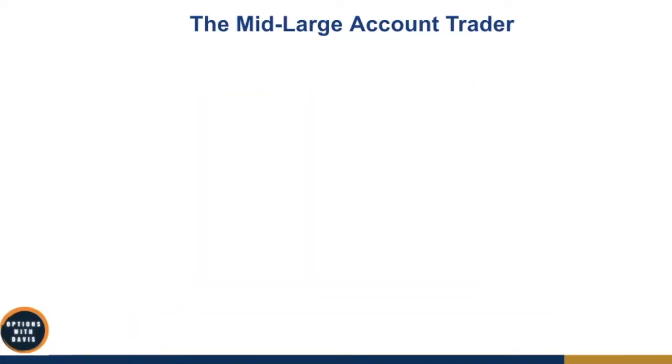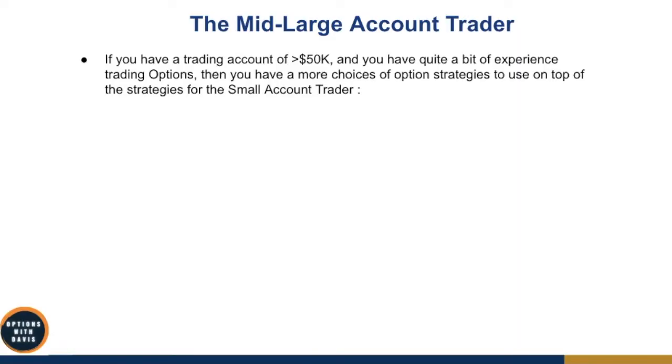And finally, we have the last category, which is the mid to large account trader. This is if you have a trading account size of more than $50,000 and you have quite a bit of experience trading options already, quite a number of trades you have made. Then you have more choices of option strategies to use on top of the strategies for the small account trader, which is the triple threat. So on top of the triple threat strategies, there are other strategies you can use now because you have more capital to play with.